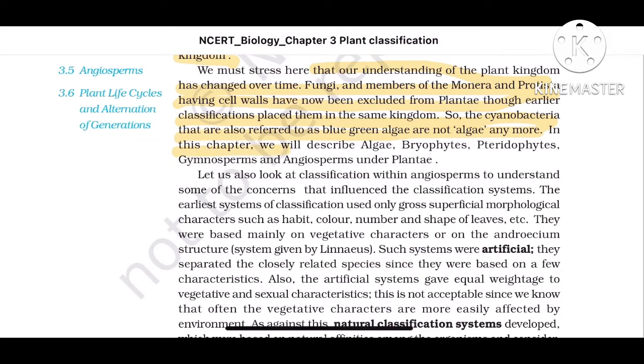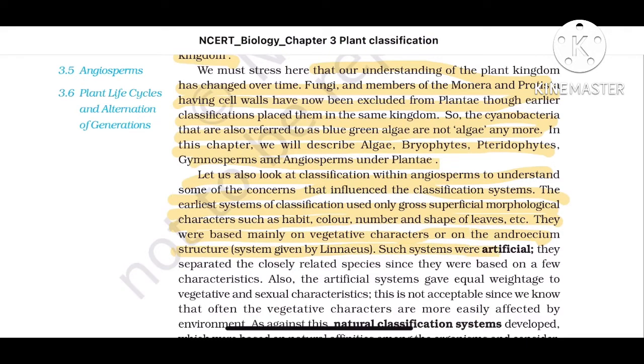In this chapter, we will describe algae, bryophytes, pteridophytes, gymnosperms, and angiosperms under Plantae. Let us also look at classification within angiosperms to understand some of the concerns that influence the classification systems. The earliest systems of classification used only gross superficial morphological characters such as habit, color, number, and shapes of leaves, etc. They were based mainly on vegetative characters or on the androecium structure system given by Linnaeus.